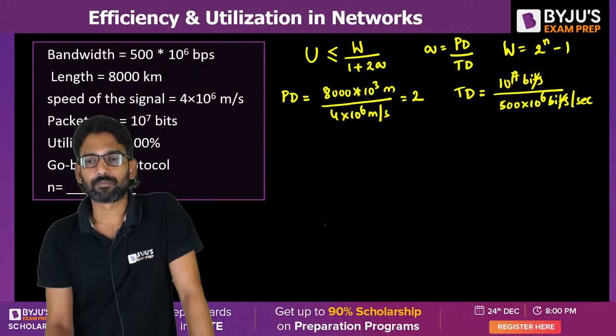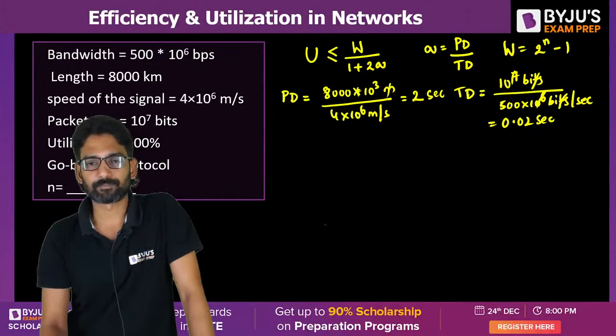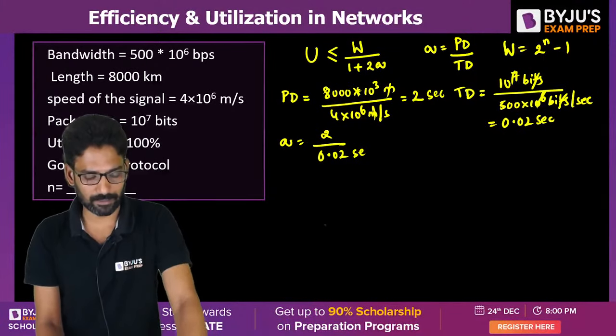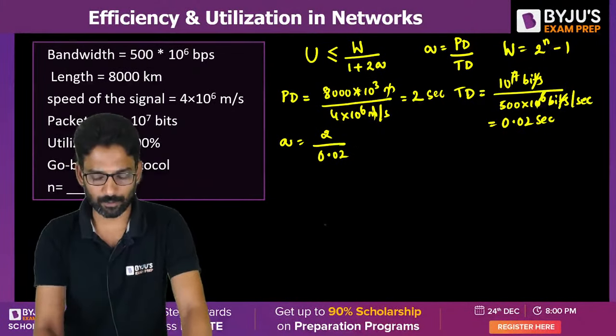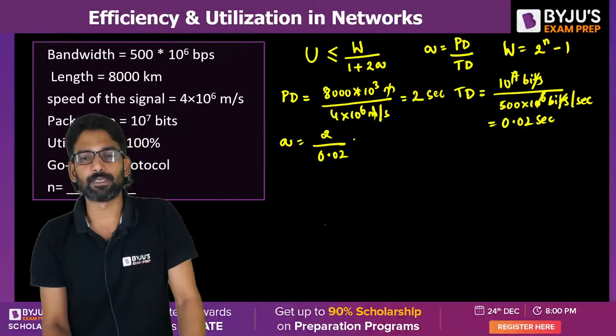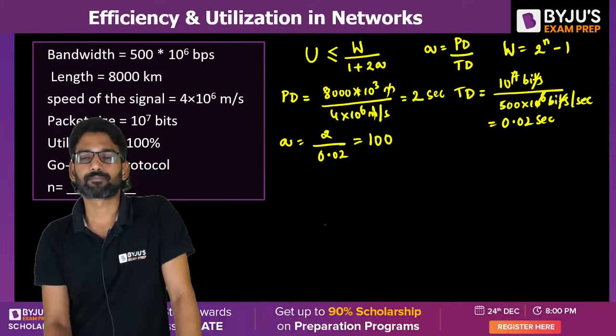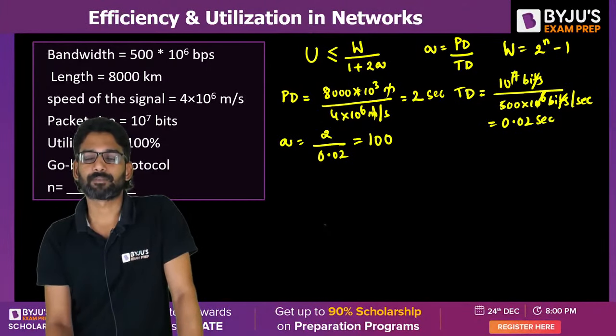So 10 by 500, 1 by 50, this is 0.02 seconds. This also in seconds. Now what is a? 2 divided by 0.02 seconds. Seconds gets cancelled, right? So it is just 2 by 0.02. I can say it is 100.